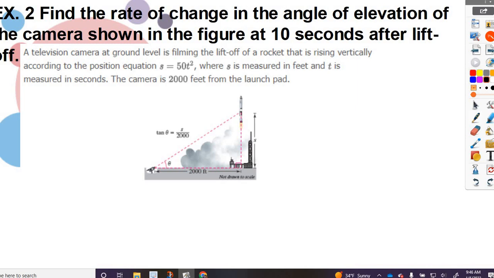So looking at my equation, my two variables are going to be theta and S, and then also we're talking about taking the derivatives with respect to what? Time, right? And so do they give us anything about time? 10 seconds. So we know that our T is 10. Okay. And what is it asking us to find?